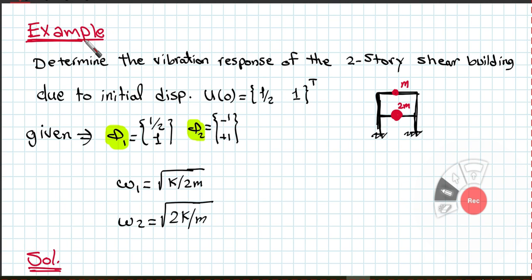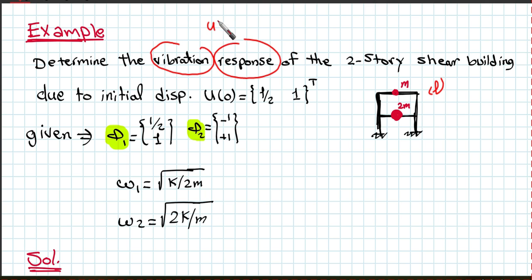In this example, we want to determine the vibration response of the two-story shear building shown here. It has 2m in the first floor and m in the second floor. So we have double the mass, 2m here and 1m here. And we want to know the vibration response, as we said.